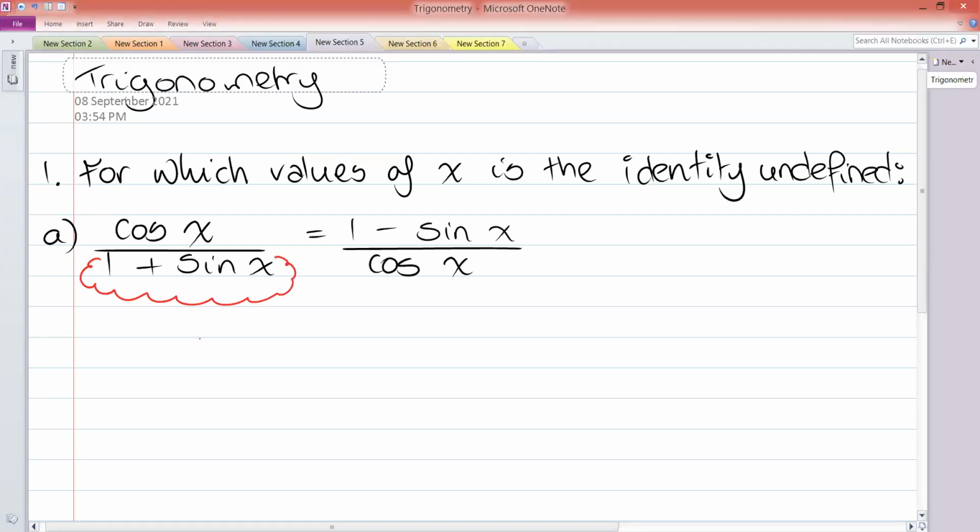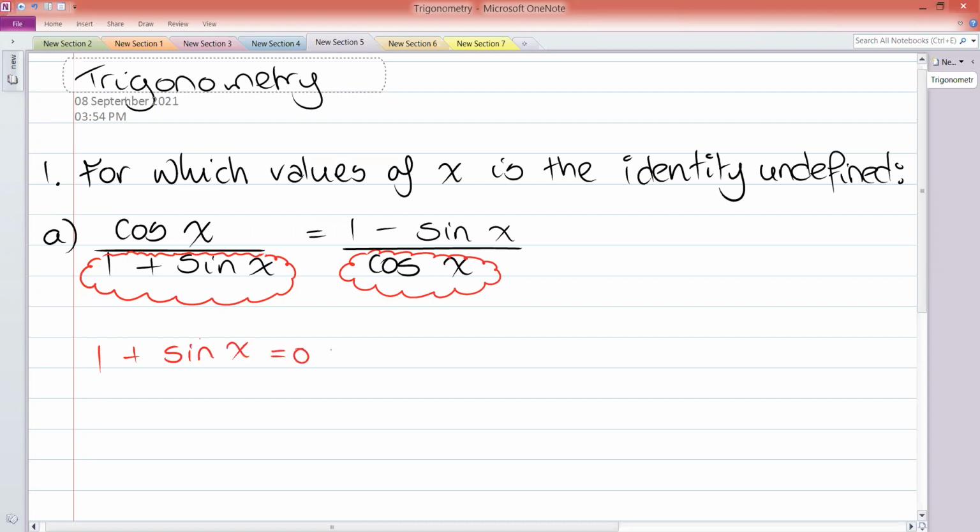Remember, for something to be undefined, what does it mean? What does the denominator have to become if something is undefined? Ma'am, the denominator has to be 0. Right. So that's what we're going to do with these ones. You take the denominator. So the first denominator, 1 plus sine x, is equal to 0.